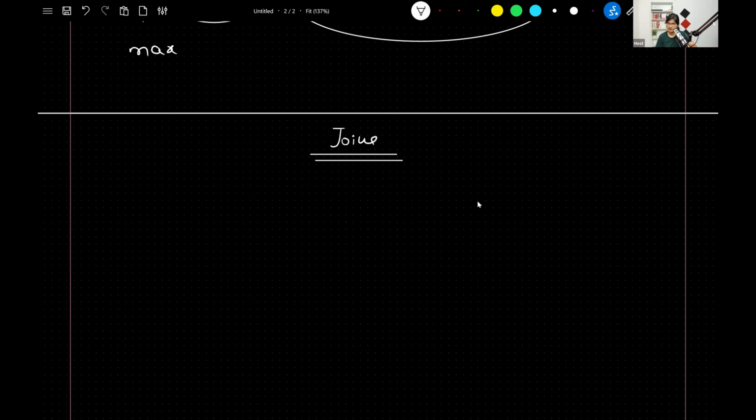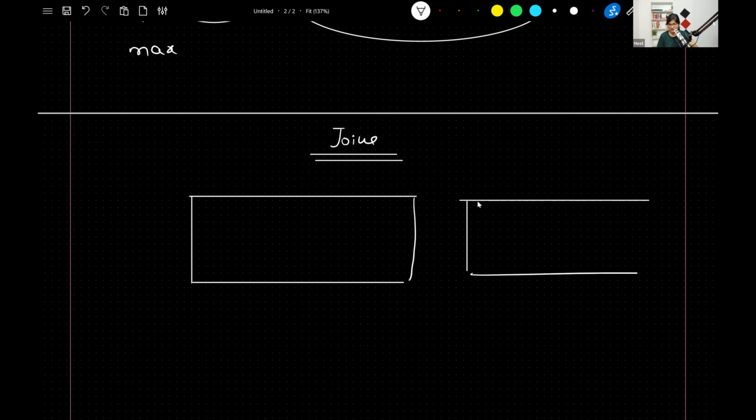Very much apt, right? So let's say you will be having two separate tables. One is table 1, having some records in it. Another one is table 2, having some specific records in it.